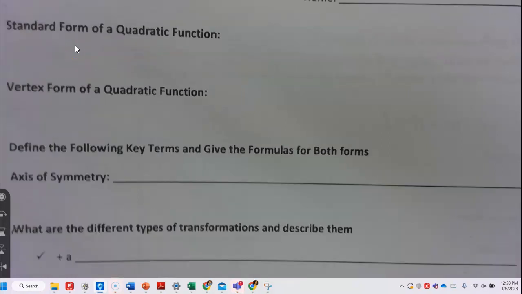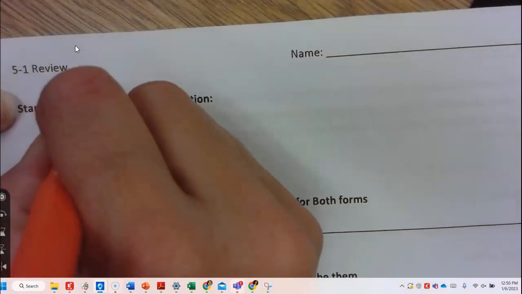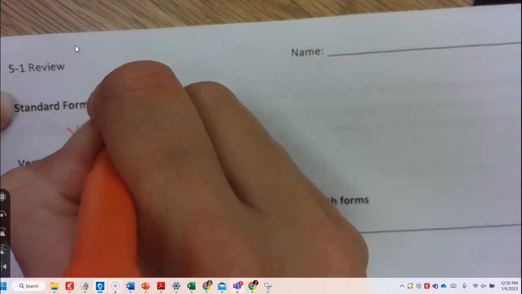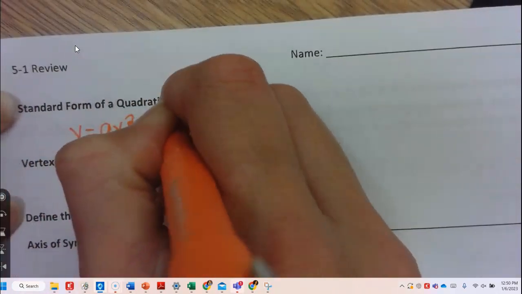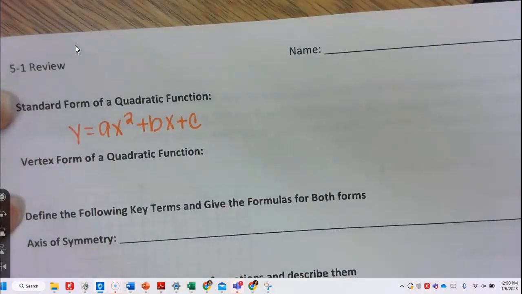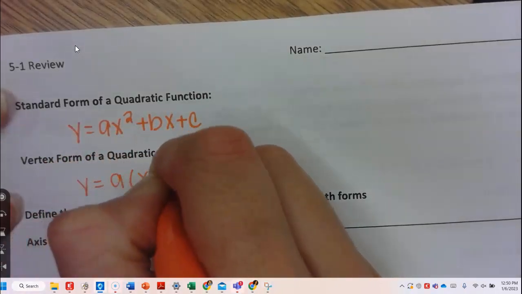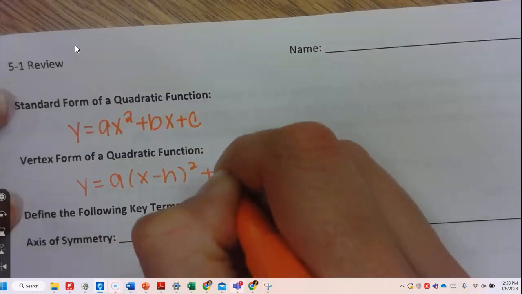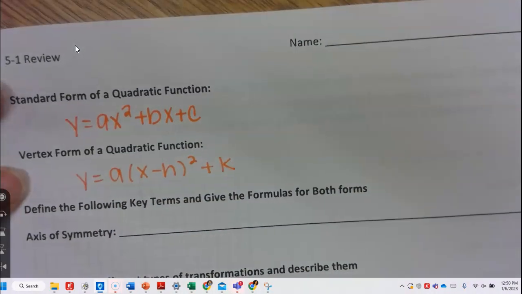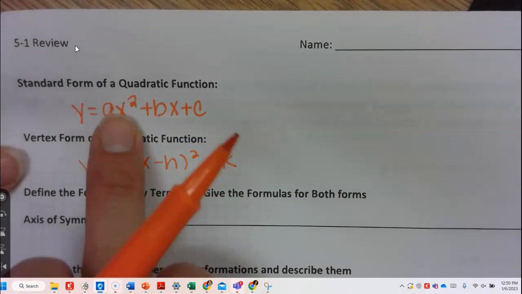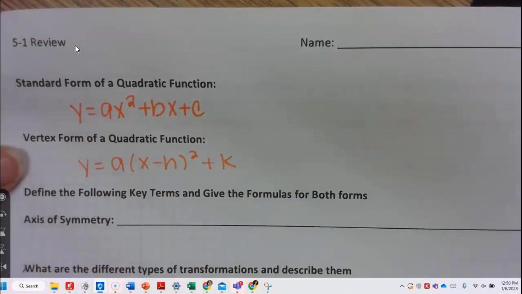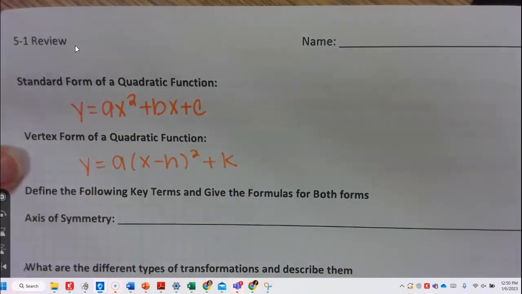Right? We have two main equations. We have standard form and vertex form. The A value in standard and the A value in vertex are the same.